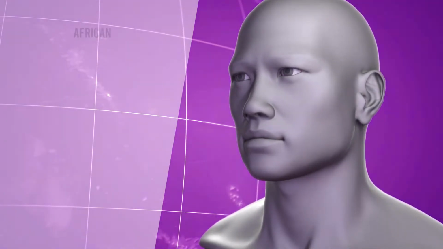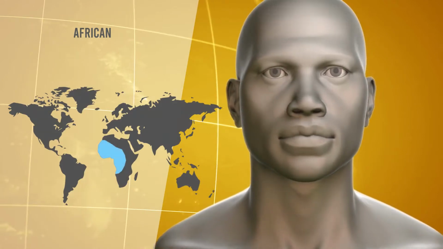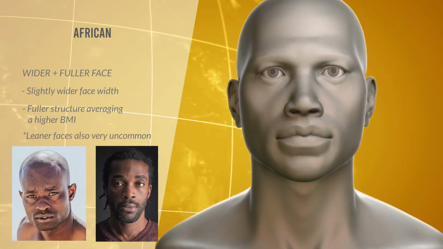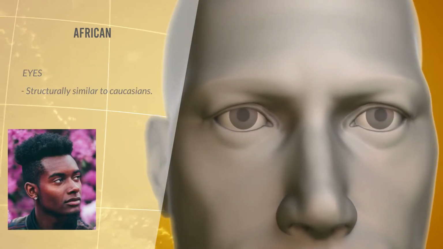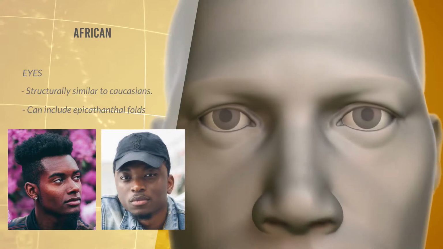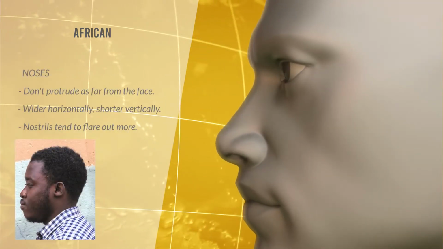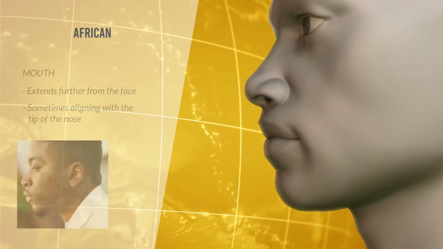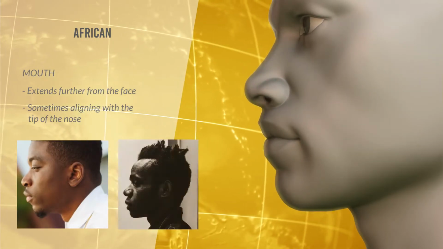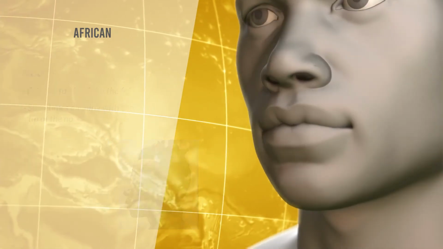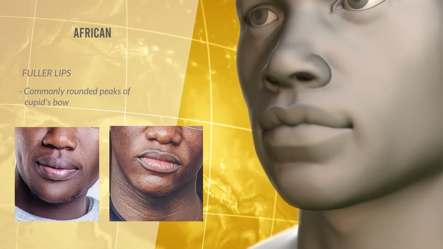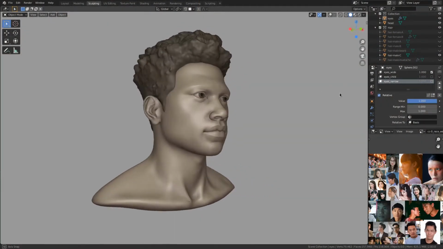Next, let's look at the African ethnicity, which includes people originating from the northern and western parts of the continent. Generally speaking, African faces are a bit wider and fuller, averaging a higher BMI. Eyes are structurally similar to Caucasian eyes, but can include epicanthal folds. Noses don't protrude as far outward, they are wider horizontally and shorter vertically. Mouths often extend further from the face, aligning with the tip of the nose. Finally, lips are fuller, with commonly rounded peaks of Cupid's bow. I've also added another hair proxy to better complement the African ethnicity.